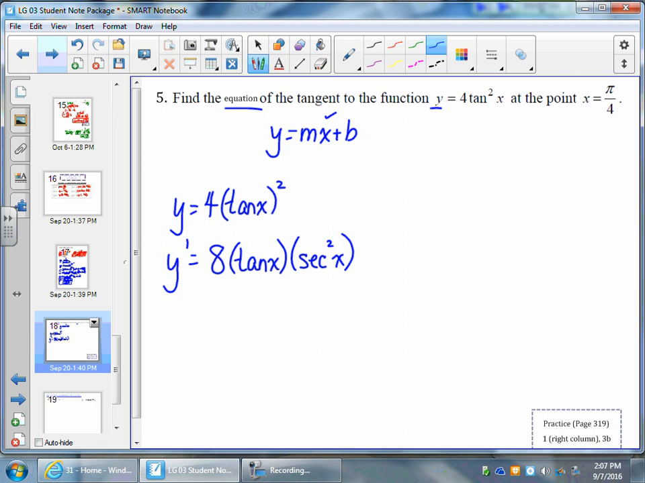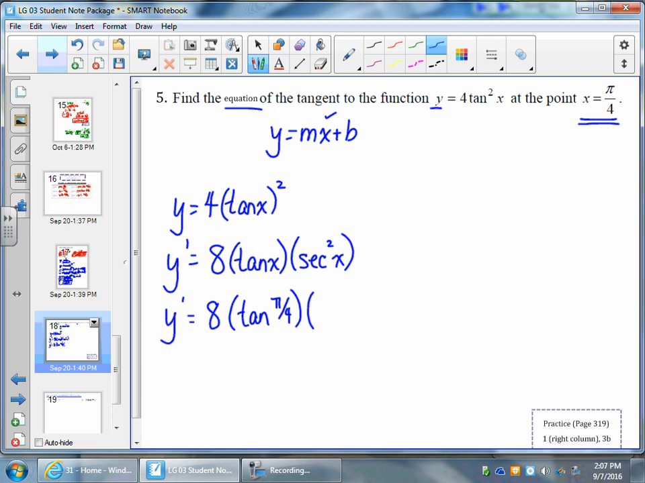Now, if I want to take a look at my secant squared, if I want to actually find my slope, I know that x is equal to this, and that does involve the unit circle, right? I'm going to need to use it. Now we know that secant isn't really on the unit circle, right? Tan is sine over cos, and secant is 1 over cos. So I can take my tan of pi over 4, and I can multiply that.